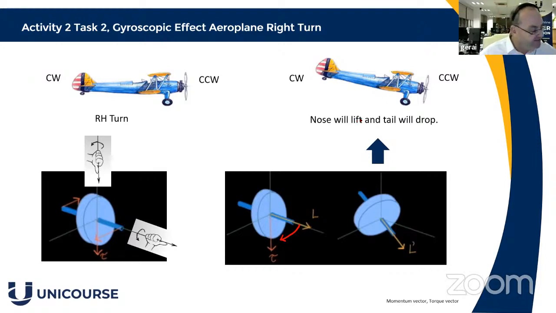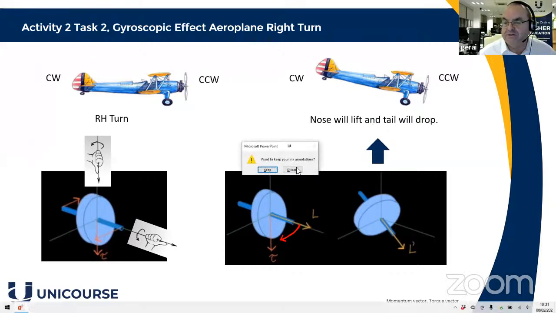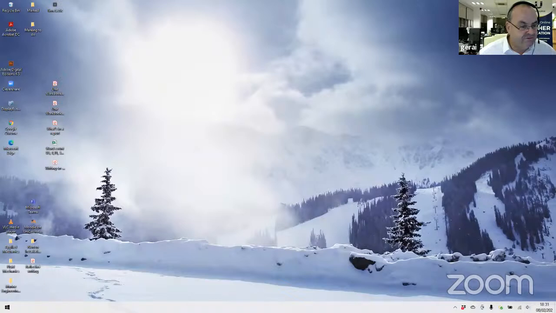Actually, that's not right, is it? So let me do that correction before we go any further. So there's a correction there. Oh, I've lost it all. Let's just get it back. In fact, I'll change that right now. So the nose will drop and the tail will lift.